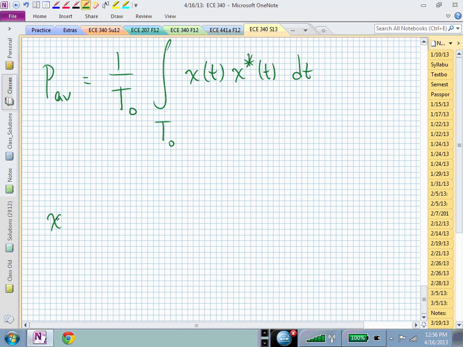How did we synthesize x in terms of the complex exponential Fourier series? Do you remember what the formula was without your cheat sheet? Maybe you have your cheat sheet embedded on your forehead, right?